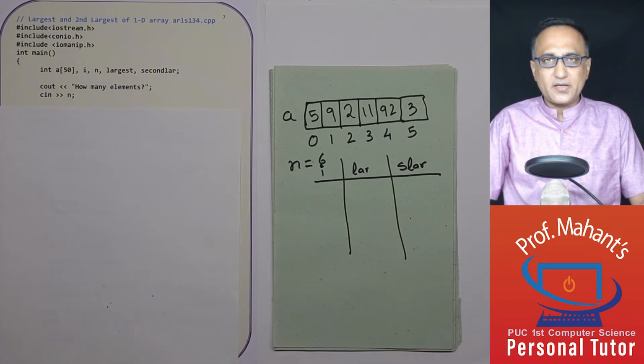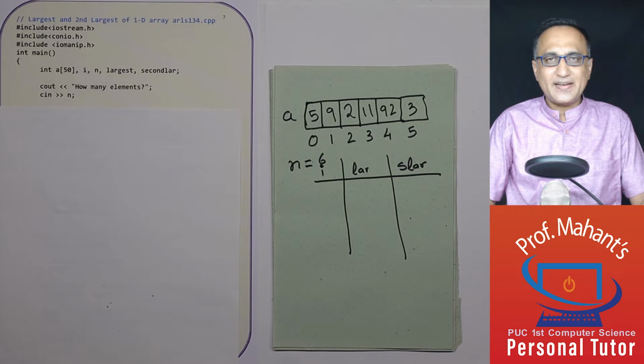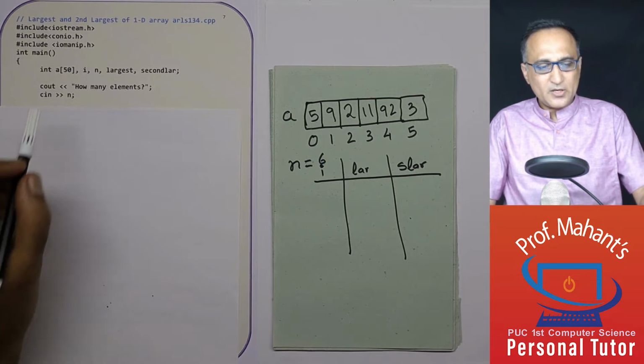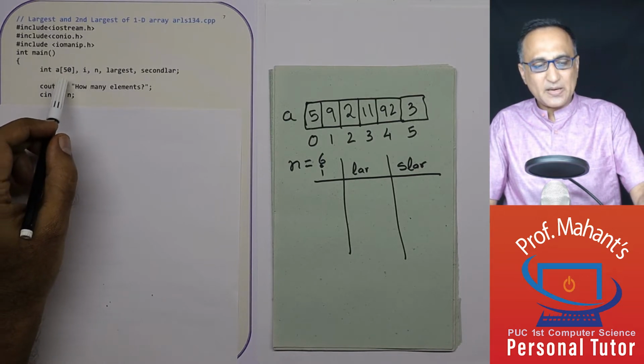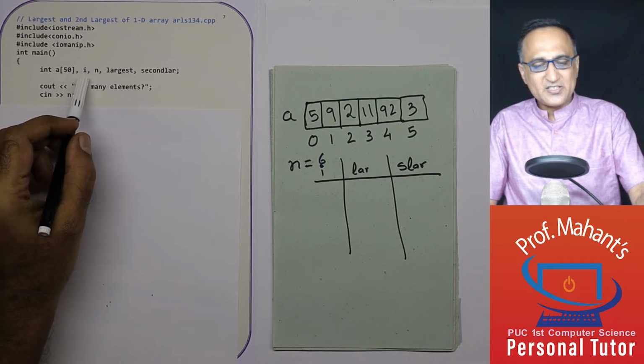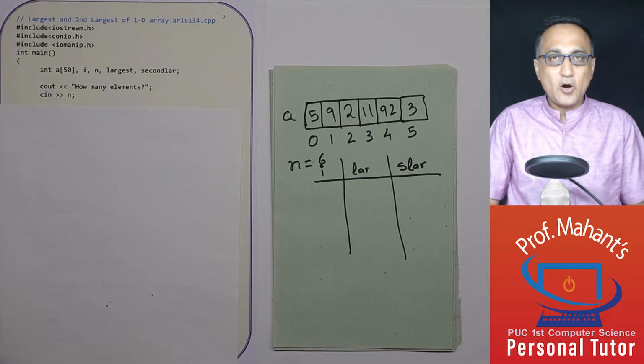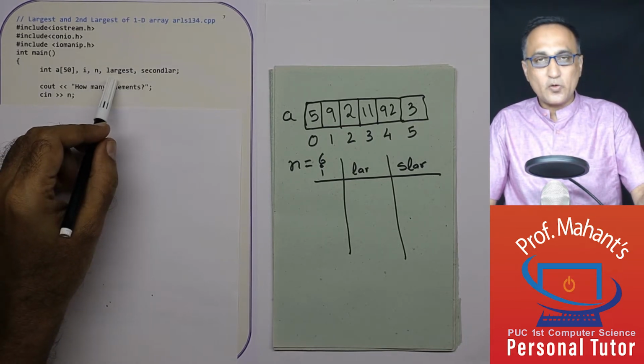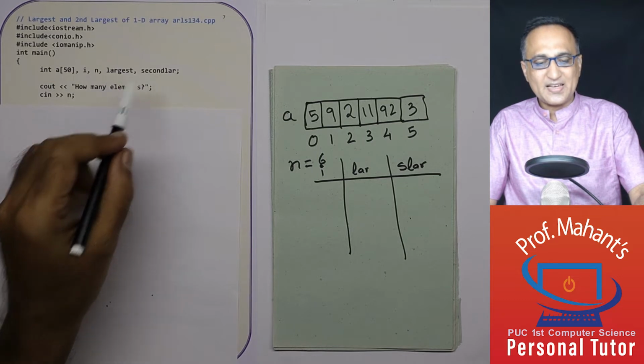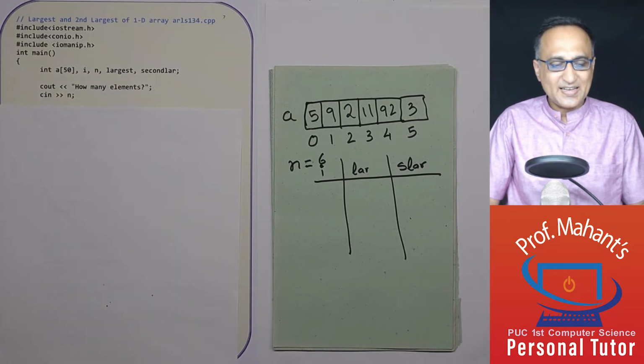Let us take a look at a program using one-dimensional arrays where we are going to find the largest and second largest of a series of numbers entered into an array. So I have declared an array with a maximum capacity of 50. I is used to travel through the array, also known as the index or the subscript. N is going to tell me how many numbers I am actually going to enter into the array. Largest is going to hold the largest value. Second largest is going to hold the second largest.